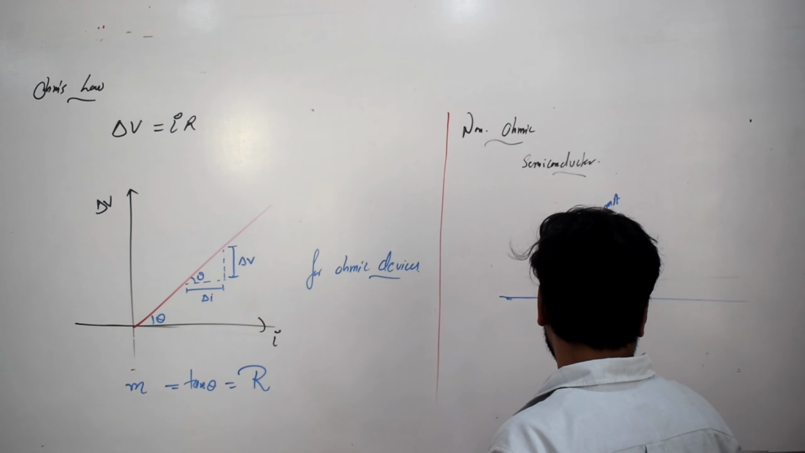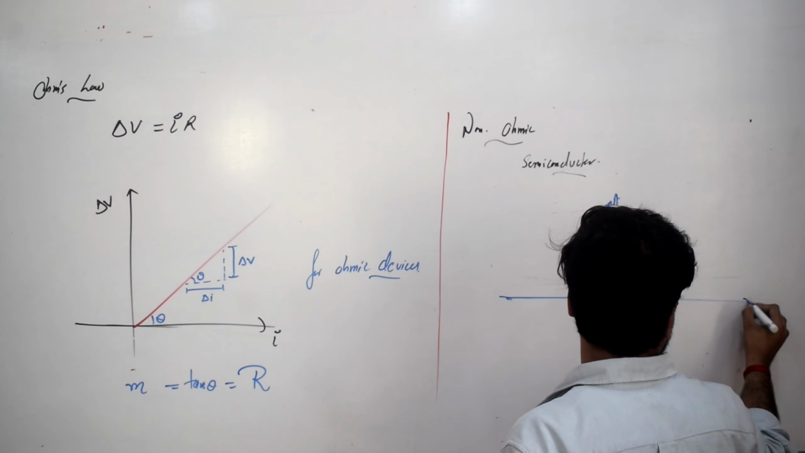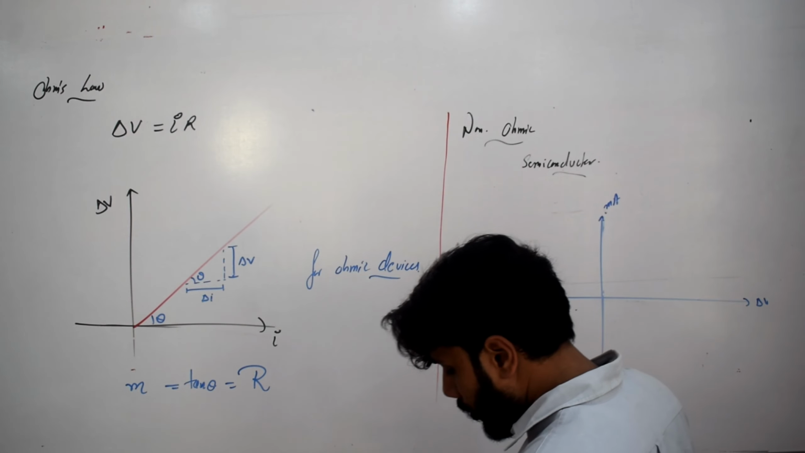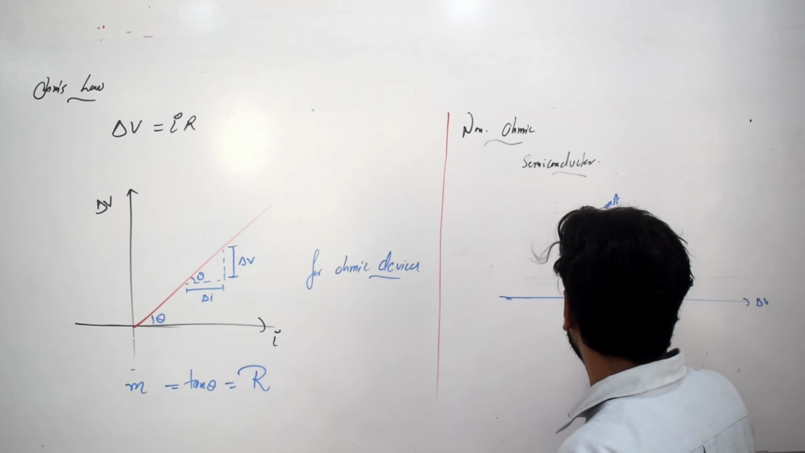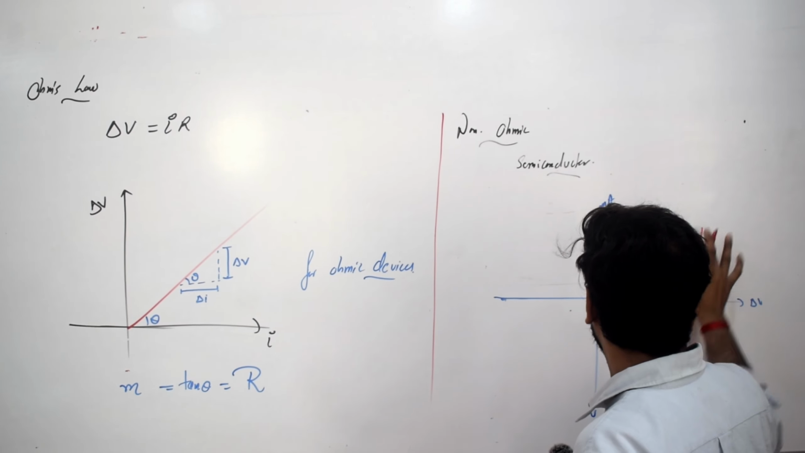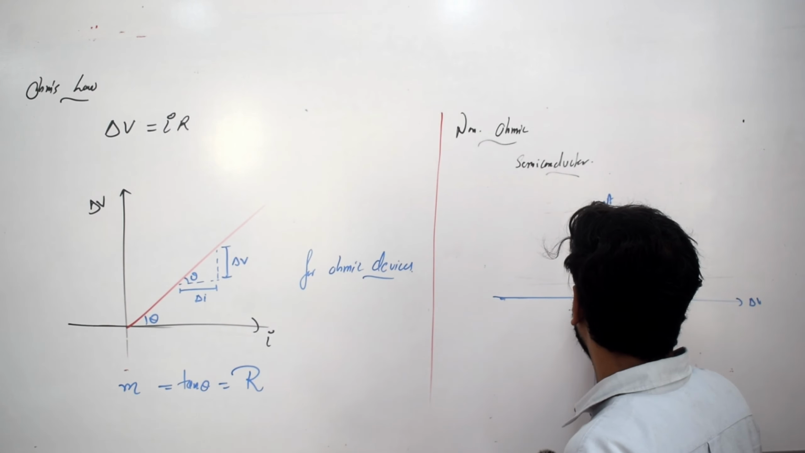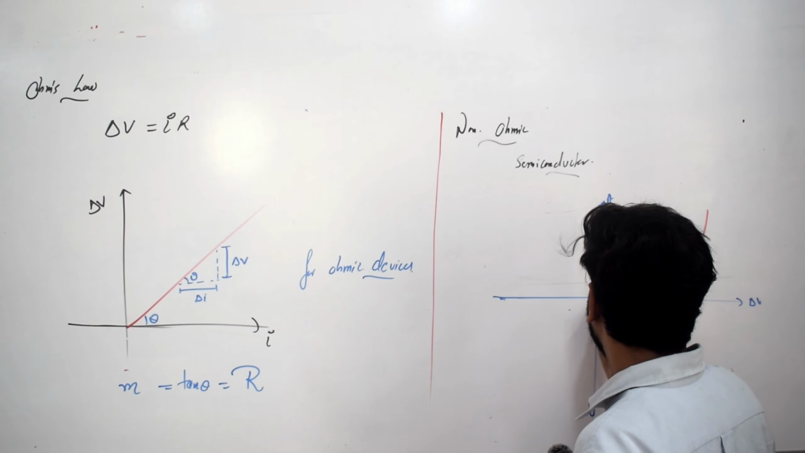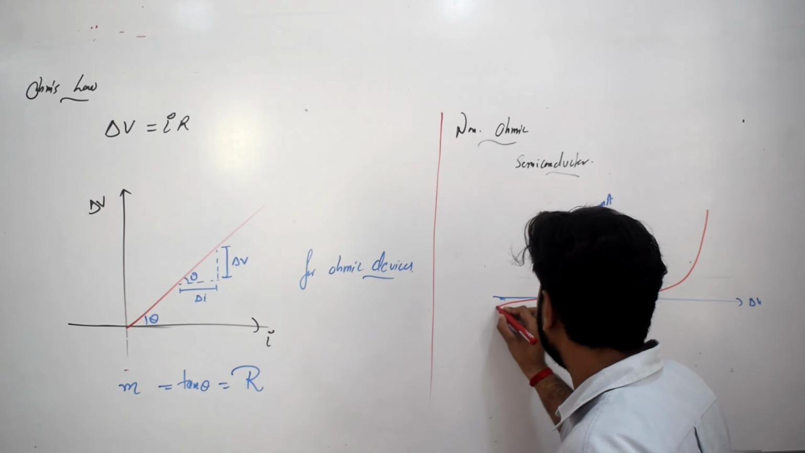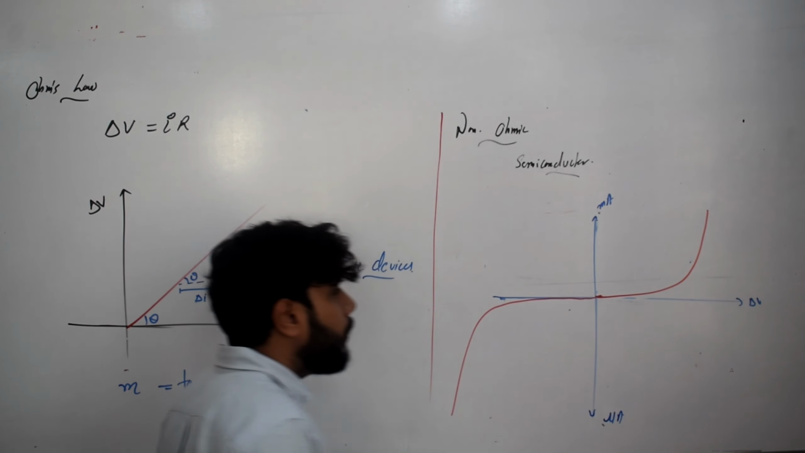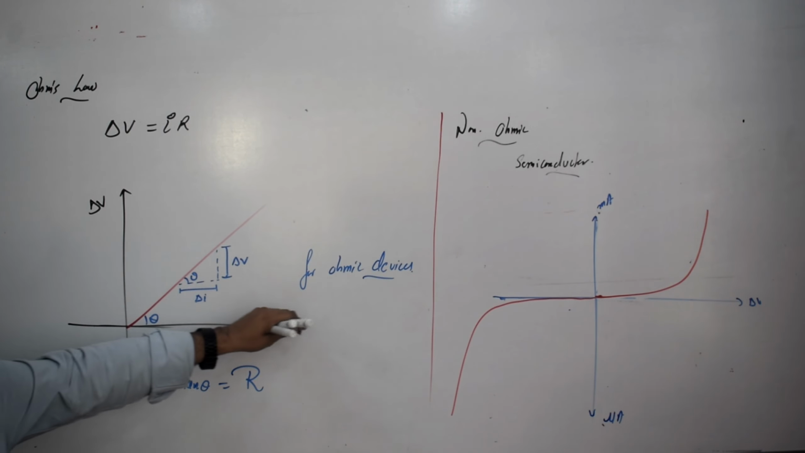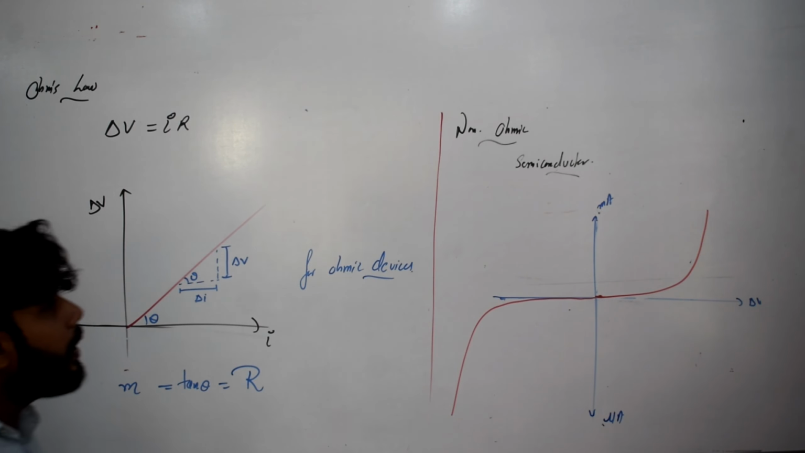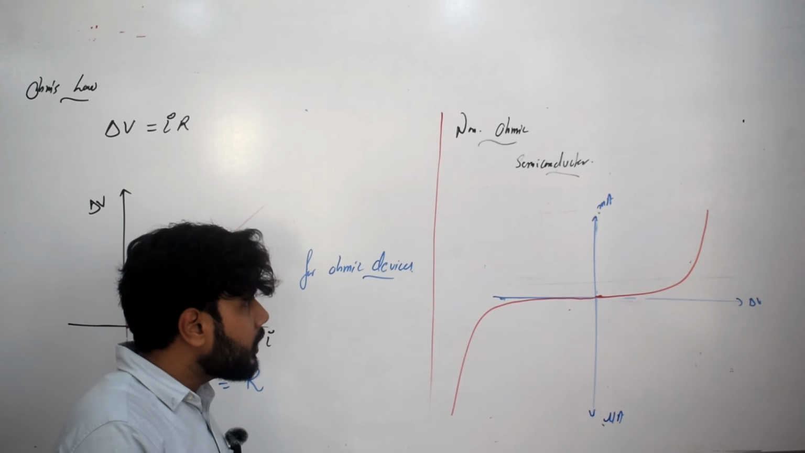This is current and this is potential. So if you see the graph of a non-ohmic device, the graph will not be linear because they don't follow Ohm's law. You can see the graph is not a straight line. Either we have a V versus I graph or an I versus V graph. If the device is ohmic, then the graph should be a straight line. But if it is not ohmic, then the graph will not be a straight line.